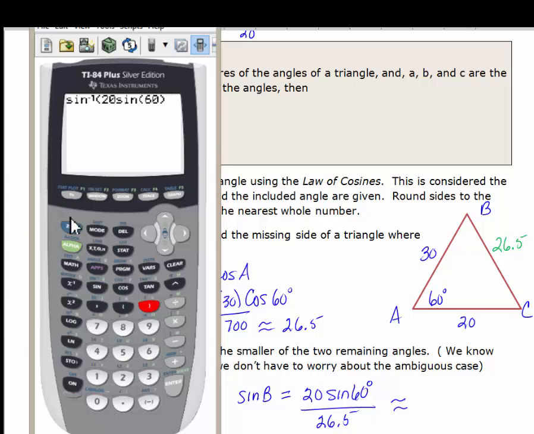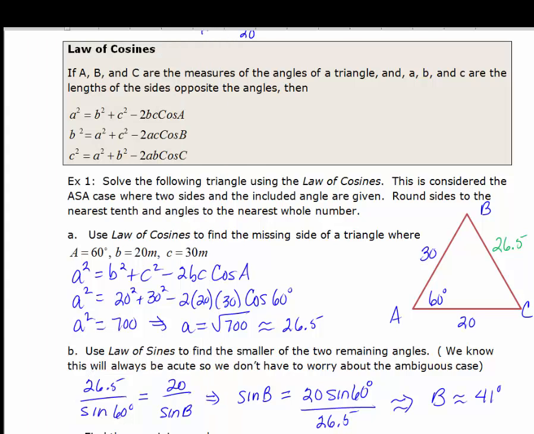Again, my calculator is in degree mode. Divided by 26.5. Close them. Hit enter. And we're rounding angles to the nearest degree. So we've got 40.8, so that'll be 41 degrees for B. So we'll write that in here. We've got 41 degrees. So we found two of the three missing pieces.